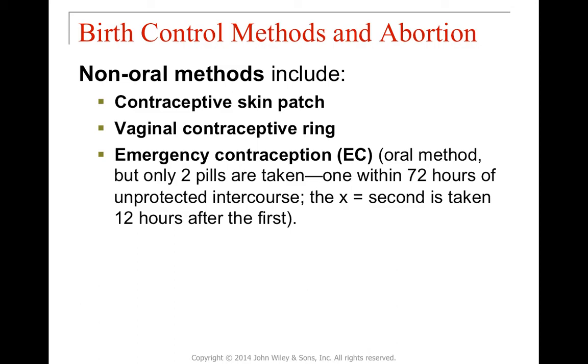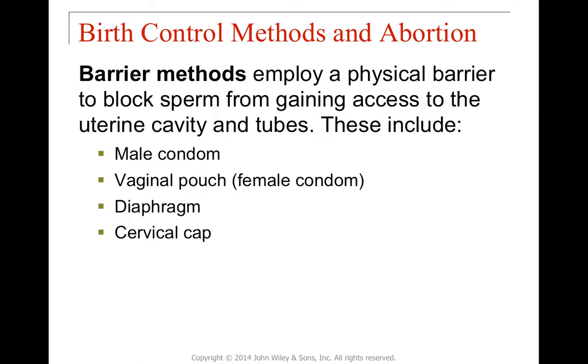Some other contraceptive methods that are non-oral include a contraceptive skin patch, a contraceptive ring that goes inside the vagina. So these are all hormonal methods that are non-birth control pills. Also emergency contraception, which is actually an oral method because you do take the pills orally, but you don't take them for a longer period of time. You take them in the 72-hour window after unprotected intercourse, and then 12 hours from the next. And usually they're just high levels of estrogen or progesterone meant to disrupt that cycle if fertilization did occur, so that implantation does not occur.